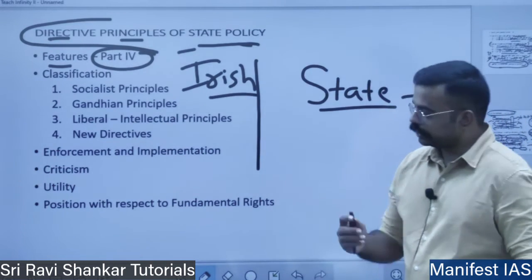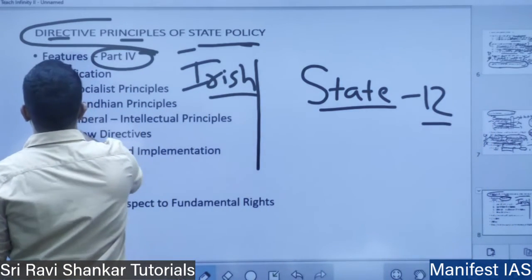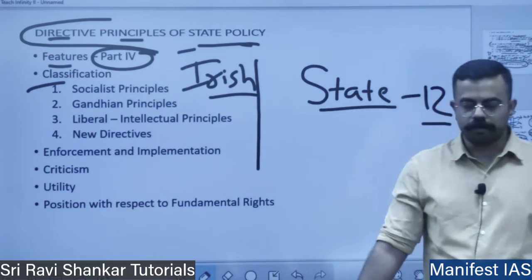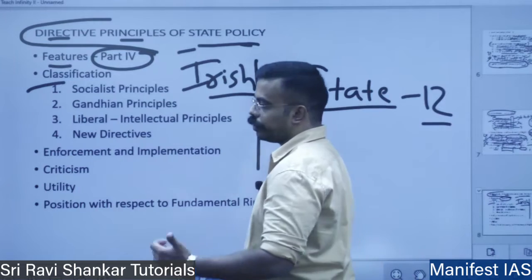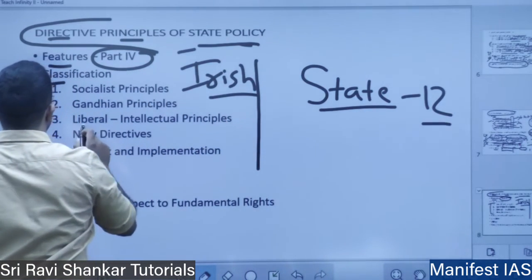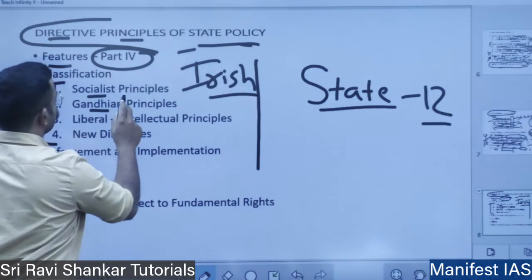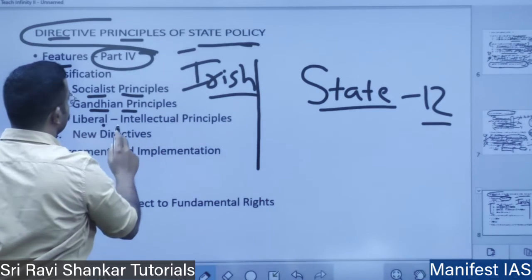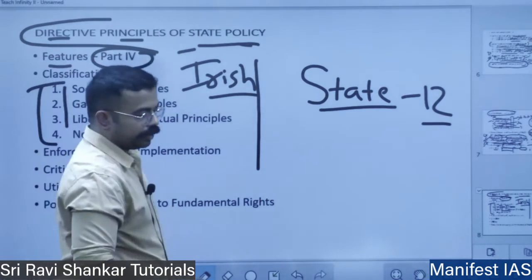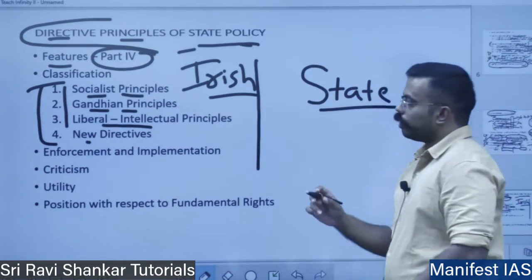What are the other features? These are certain of the features. The constitution doesn't give any classification of the directive principles. However, in your book, Lakshmikant has given a classification of the directive principles into 4 categories: socialist principles, Gandhian principles, liberal intellectual principles, and some new directive principles. What are the socialist principles? What are the articles?